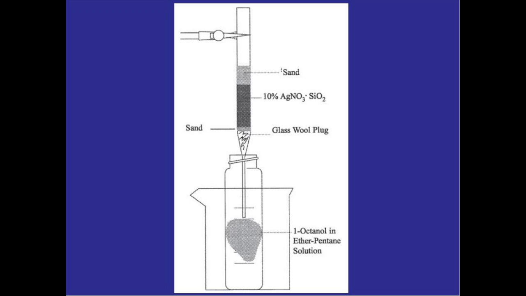So this is what the plug will look like. We'll plug our Pasteur pipette using some cotton, then add a small layer of Ottawa sand and add our silver nitrate treated silica gel, after which we'll add another little layer of sand. After this, we can go ahead and add our product on top, and we'll elute that through the plug using an ether pentane solution.